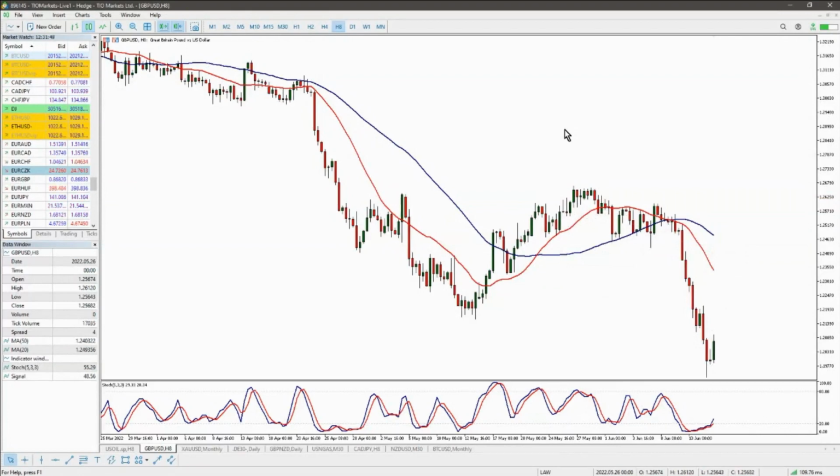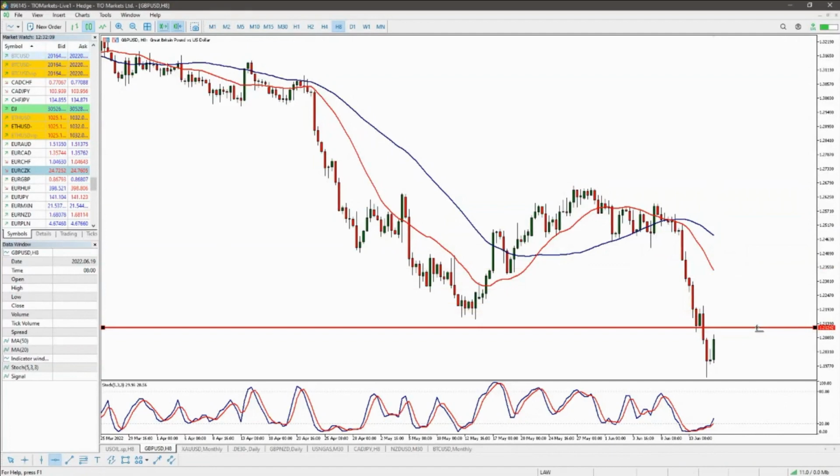What do you do now with cable? That's kind of tricky, because the market is already quite extended, and when it's this extended, it could actually start turning higher. But my rule of thumb is that as long as you have resistances above, as long as the market is in a downtrend, it doesn't make sense to start buying the market, because there are people who do that.